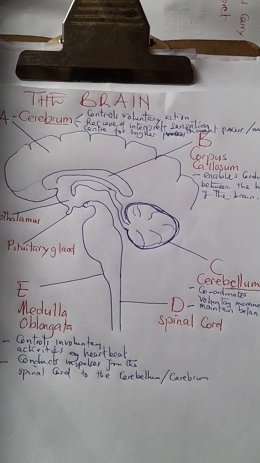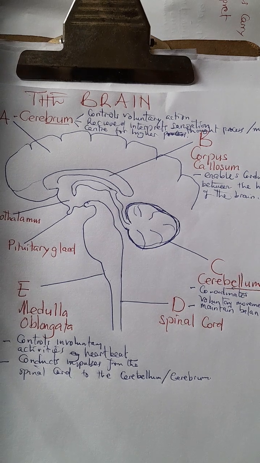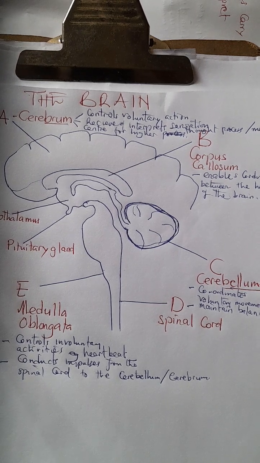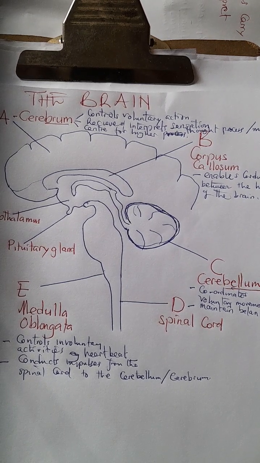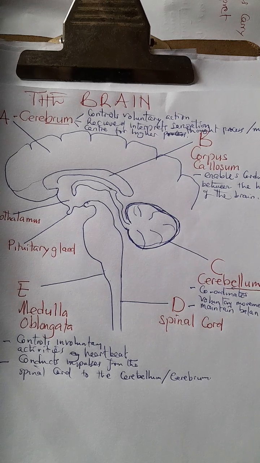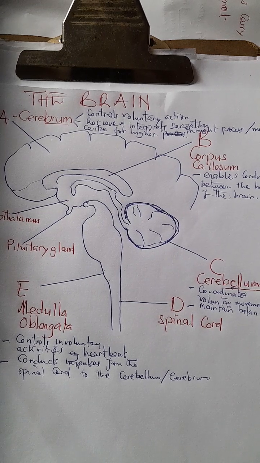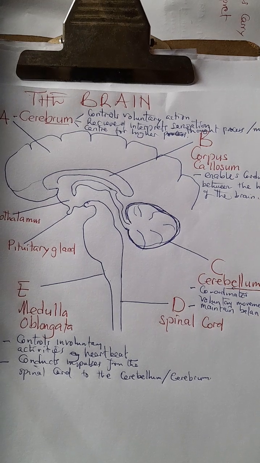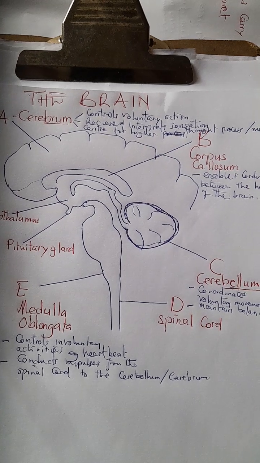So for now, we're going to talk about the pituitary gland. Nothing much about it, because we already talked about it. We're going to talk about it when we'll be looking at the endocrine system and the hypothalamus as well. But for now, would it be right for you to master A, B, C, and E? D, we are going to talk about in our next lesson.